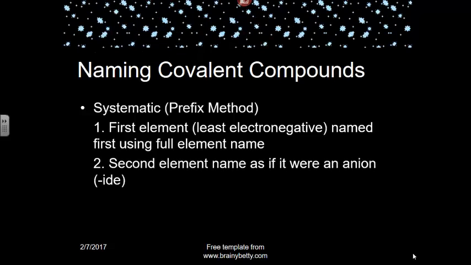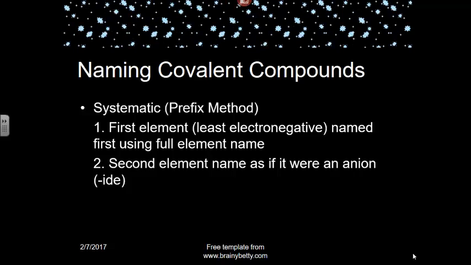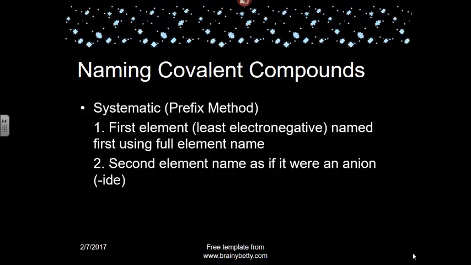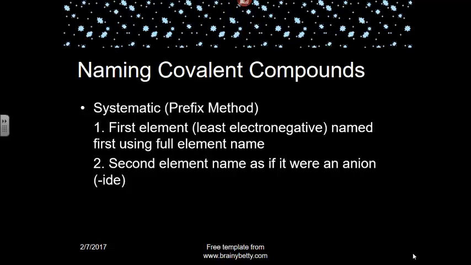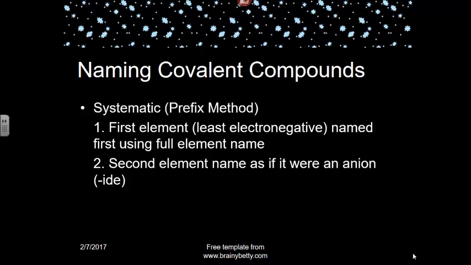The second element is named as if it were an anion. So this is where you change the ending of the element to IDE. So for example, oxygen changes to oxide, fluorine changes to fluoride, and so on.